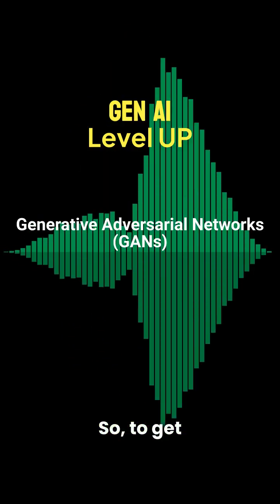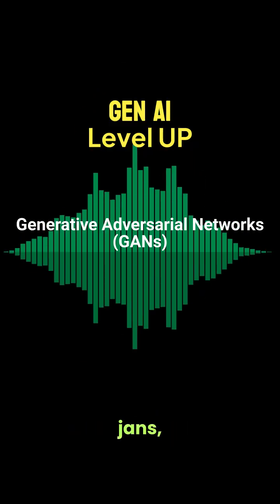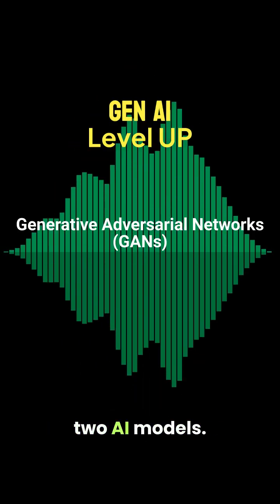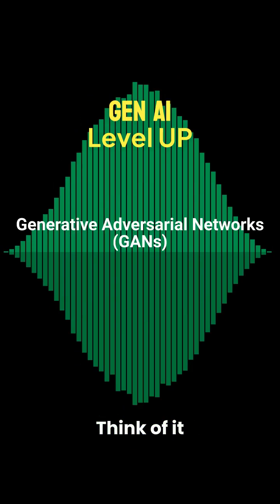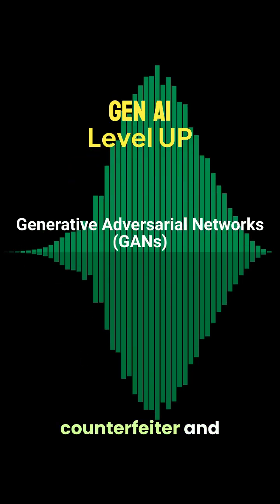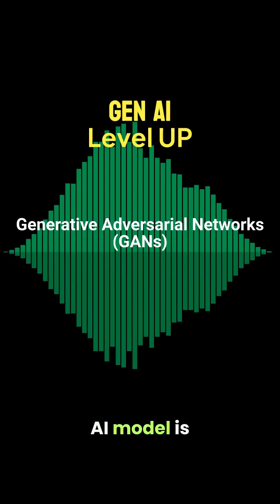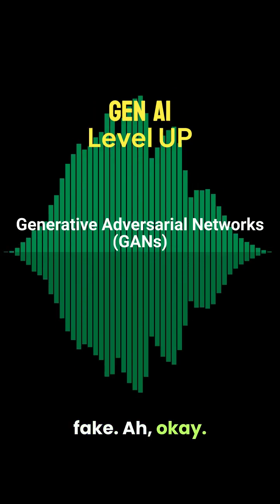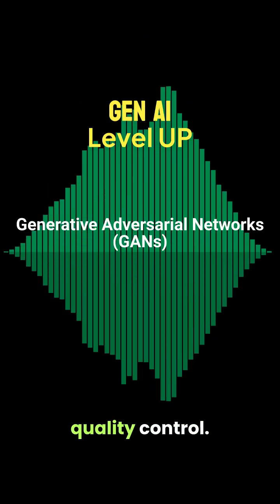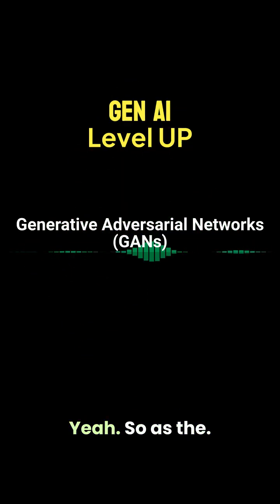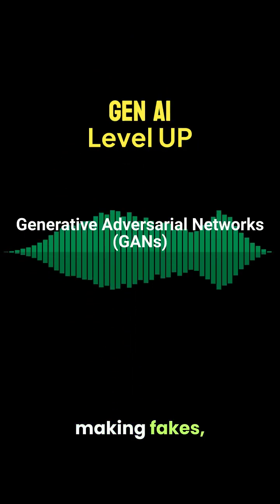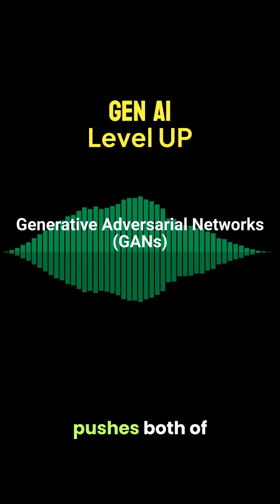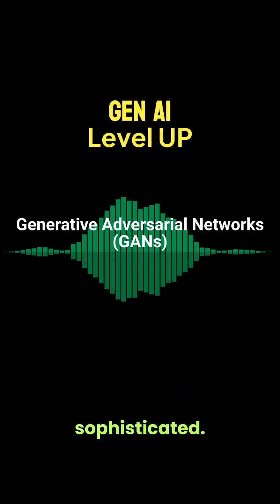So to get started, the core concept of GANs is actually surprisingly simple. It's like a competition between two AI models. Exactly. Think of it like cops and robbers, or a counterfeiter and a detective. One AI model is trying to create something, let's say a realistic image, and the other model is trying to spot the fake. So one's trying to pull a fast one and the other one's like the quality control, making sure everything's legit. Exactly. So as the counterfeiter gets better at making fakes, the detective has to improve their methods. Right, so it's this constant back and forth, and it pushes both of these AIs to be more and more sophisticated.